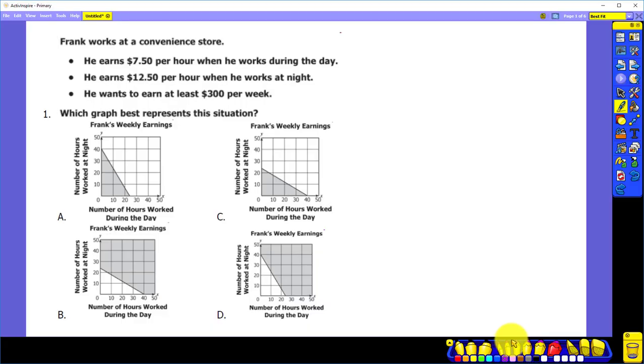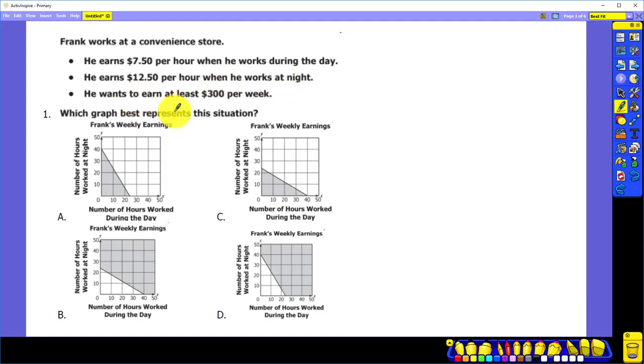Alright, so let us discuss the common mistakes this morning from our quiz. So for period number 1, we have to discuss question number 1. When you look at this question, it says here that Frank earns $7.50 per hour when he works during the day, and he earns $12.50 per hour when he works at night.